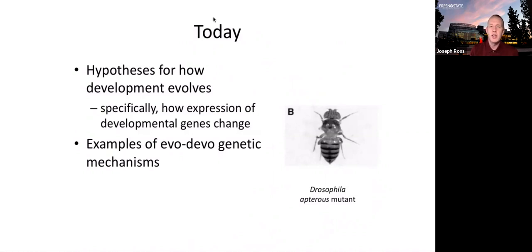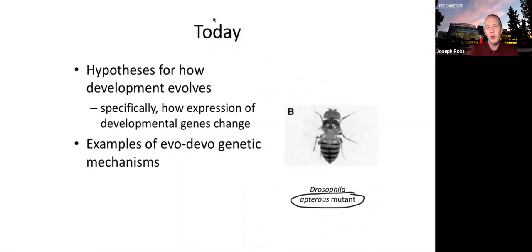So how does the expression of a developmental gene change? Here's an example of an apterous mutant. I think I mentioned this previously, but if not, this is a Drosophila melanogaster, a fruit fly, that has a mutation in one gene, apterous, and that gene is important for producing wings. So when you mutate the gene, when its DNA sequence changes such that the protein it produces can't do its normal job of building wings, you get a fly that shows the mutant phenotype, which means that it doesn't have wings.